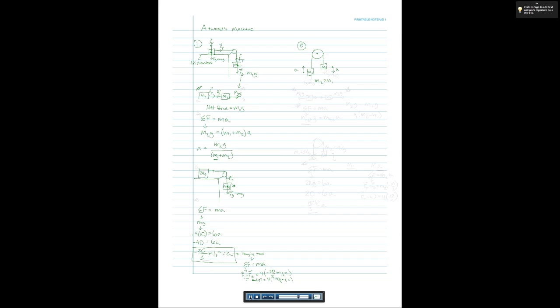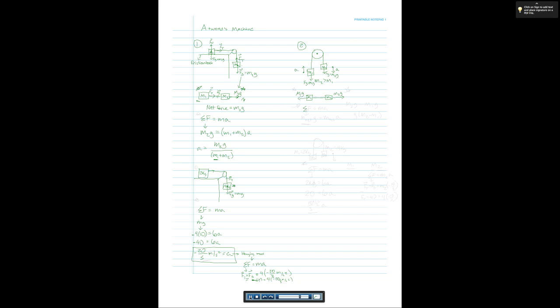So just like how we drew this with this kind of configuration here, we can do the same thing here. So imagine M2 and M1 connected like this. This block M2 has its weight vector going this way, which is M2G. This block has its weight vector also pulling down, but here in this situation it's pulling this way. So do you see how they're kind of working against each other?